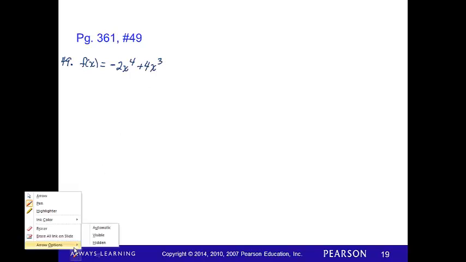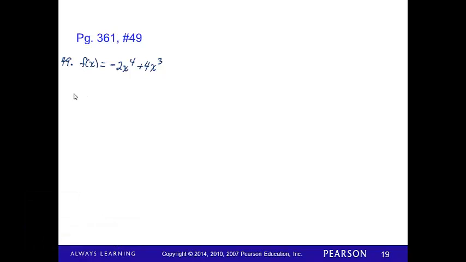Alright, let's go in our books to page 361. We're going to start by looking at number 49. 49 has f of x equal to negative 2x to the fourth power plus 4x to the third power. And there are a total of 5 parts here.